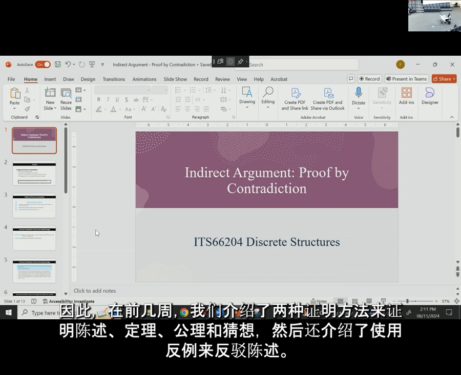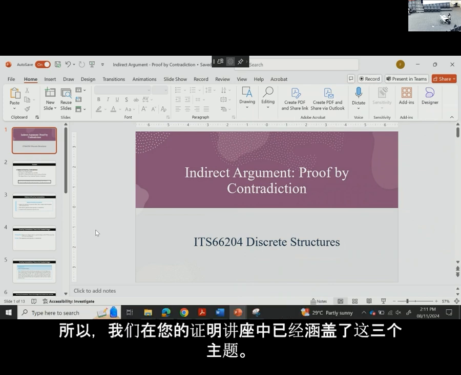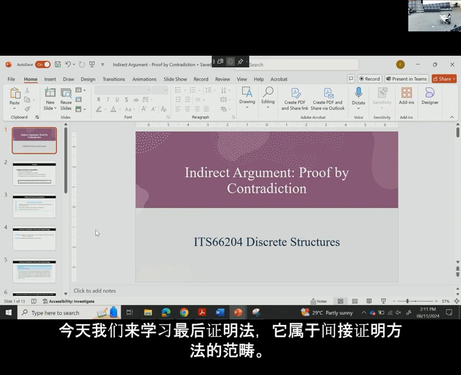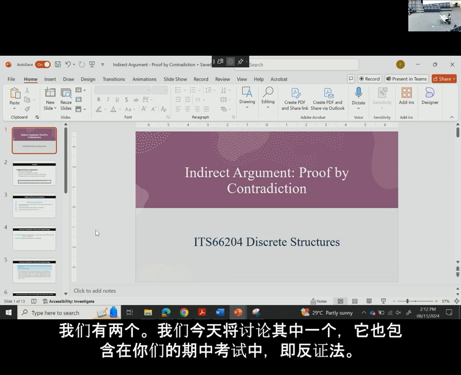In previous weeks, we have covered two types of proof methods to prove statements, theorems, axioms, and/or conjectures, and then also disproving statements using counterexamples. So these three topics we have covered in your proof lectures. Today we will study the last proof method, and it falls into the category of indirect proof methods. We have two. We will cover one of them today, and that is included in your midterm as well.